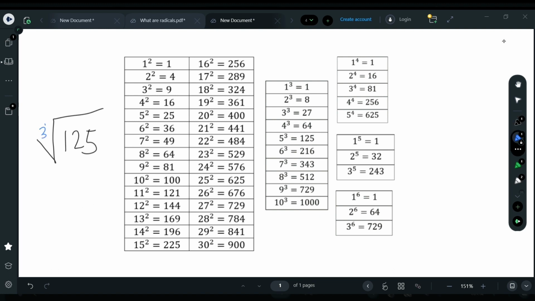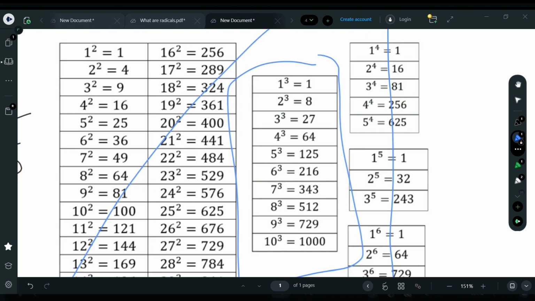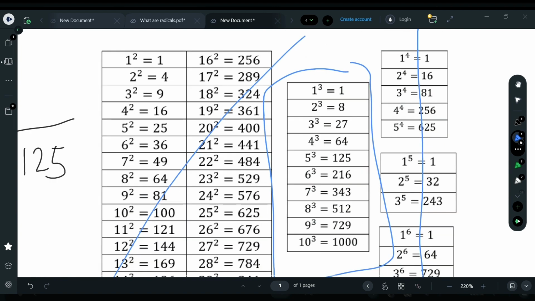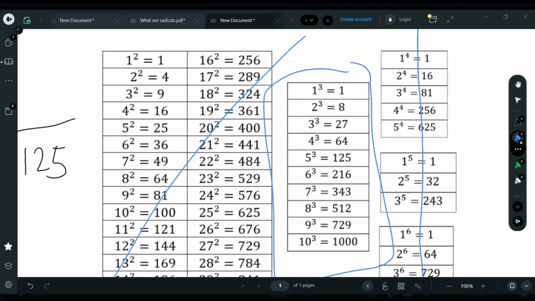Because the root is a 3, I'm only going to look on the list of powers of 3. So for this problem, I'm going to ignore this list and this list. This is the one I'm going to focus in on because this is powers of 3. You guys see this? Now, is 125 on the list? It sure is. Right here it is. And this tells us 5 to the power 3 equals 125.